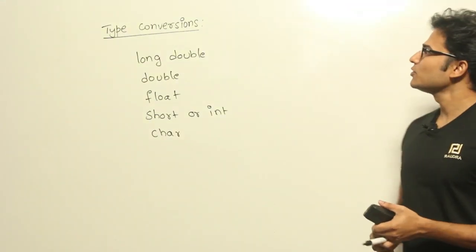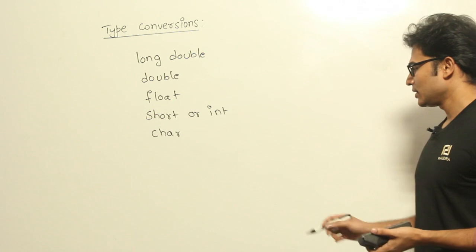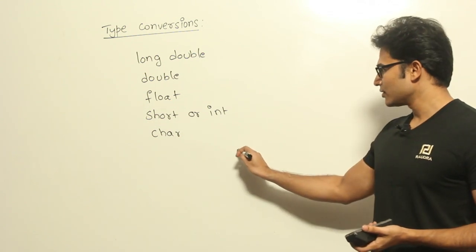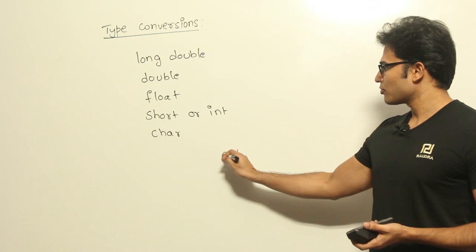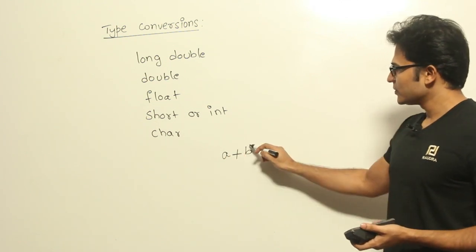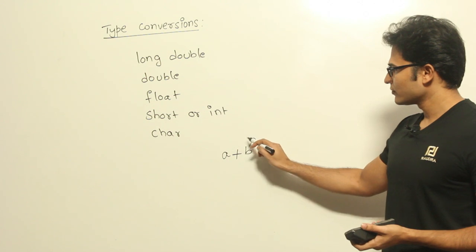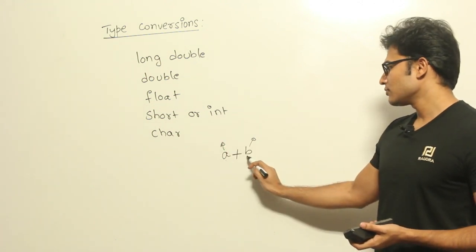Now sometimes we need to convert a variable from one type to the other type. I'll just tell you some examples here. Let us say you have an operation plus and two operands are provided, A and B. Now let us assume that B is float and A is integer. Now we cannot add an integer with a float, right?